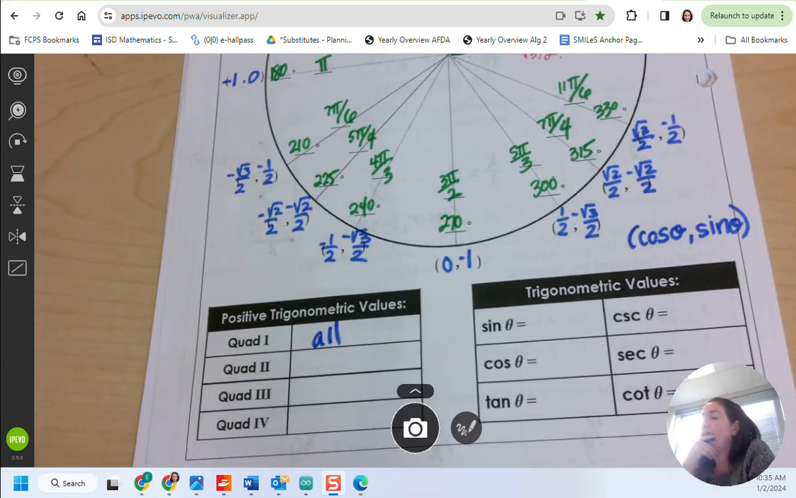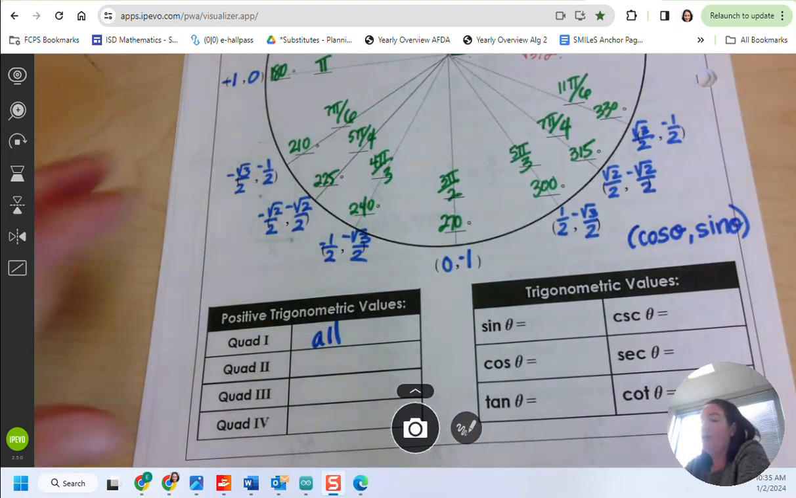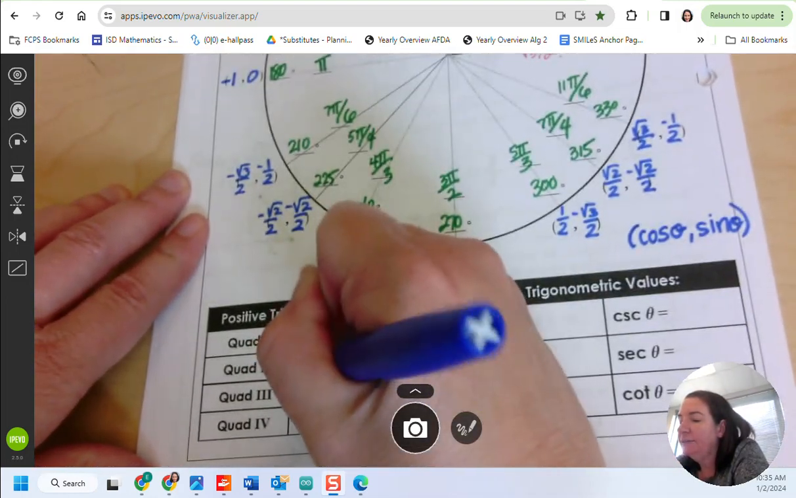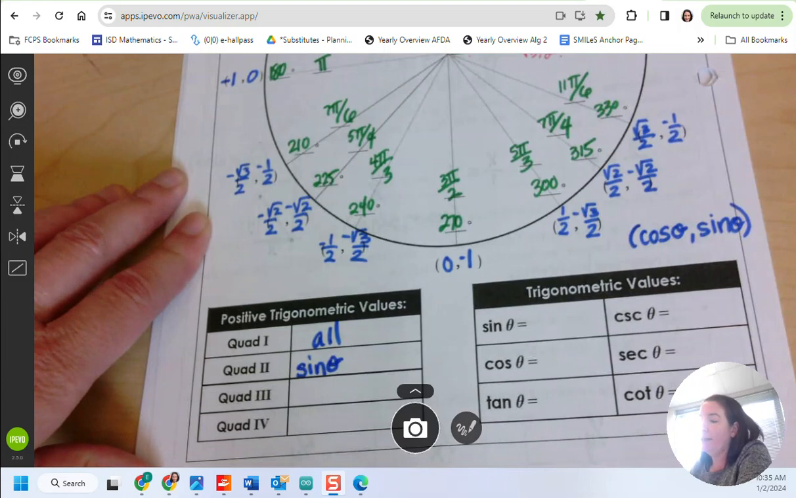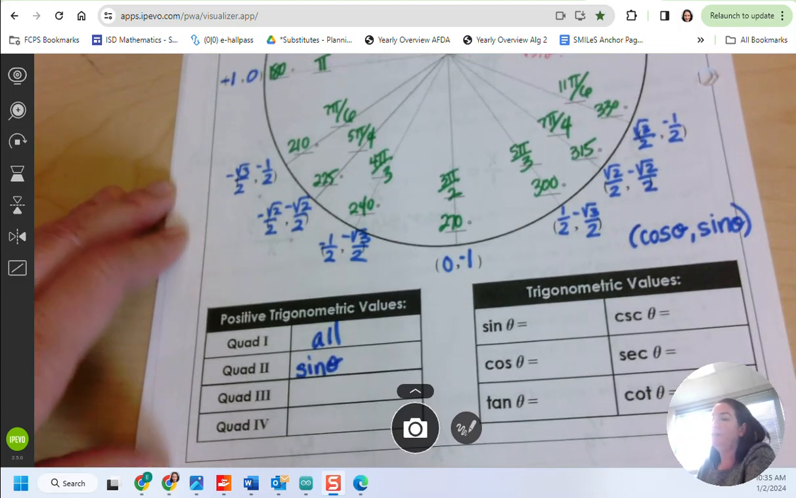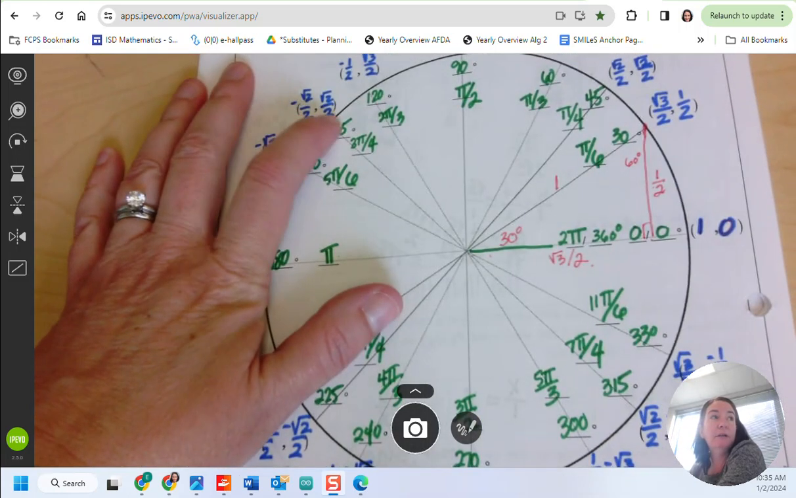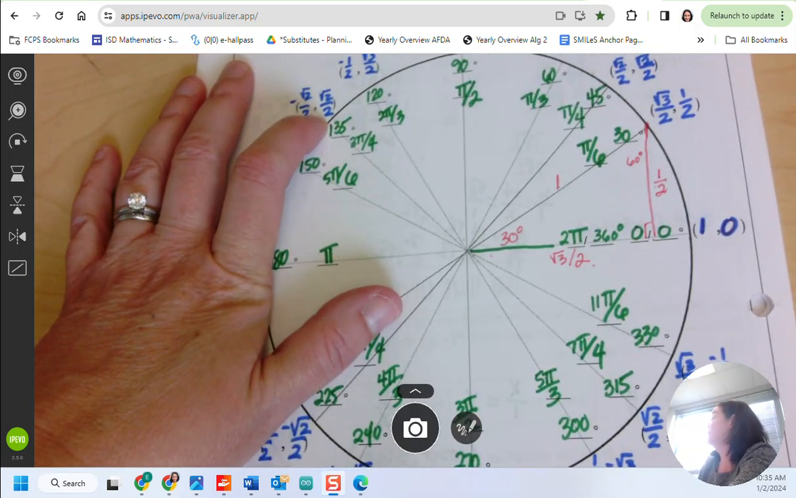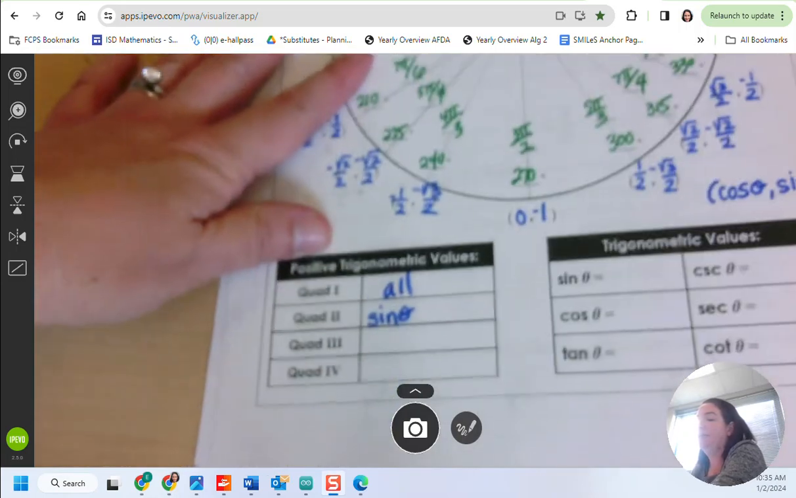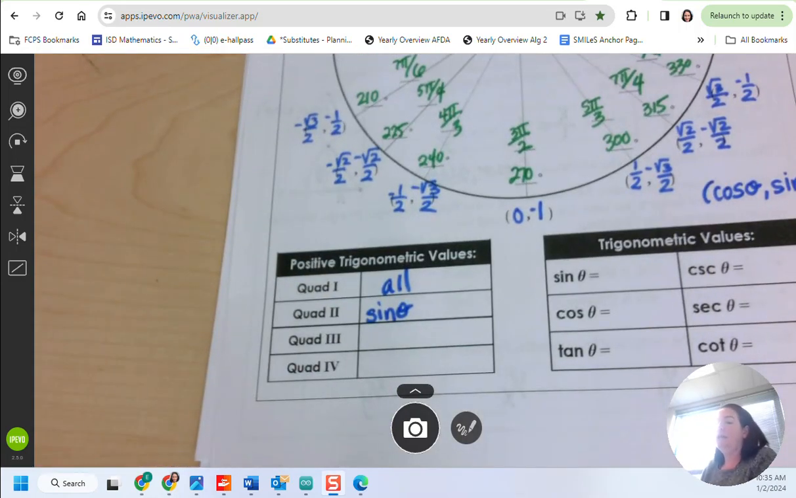In quadrant 2, is it the cosine or the sine that is positive? Quadrant 2. I heard one vote. Anybody else? Quadrant 2, is cosine or sine positive? It is sine. Thank you. All right. So the sine is going to be positive. And then what about the tangent? Tangent is y over x. If I do a positive divided by a negative, is that positive or negative? Negative. So just sine.